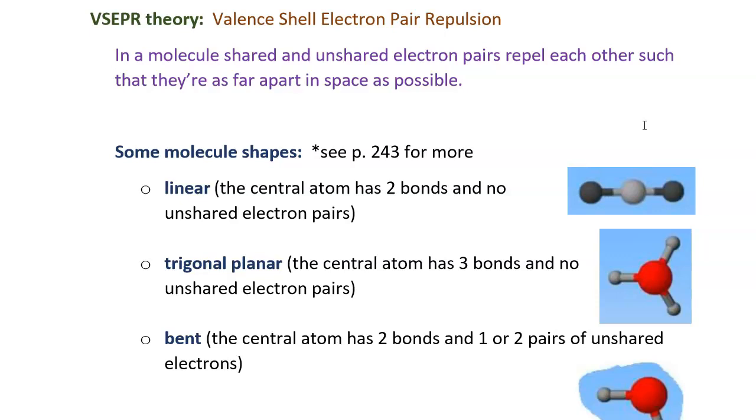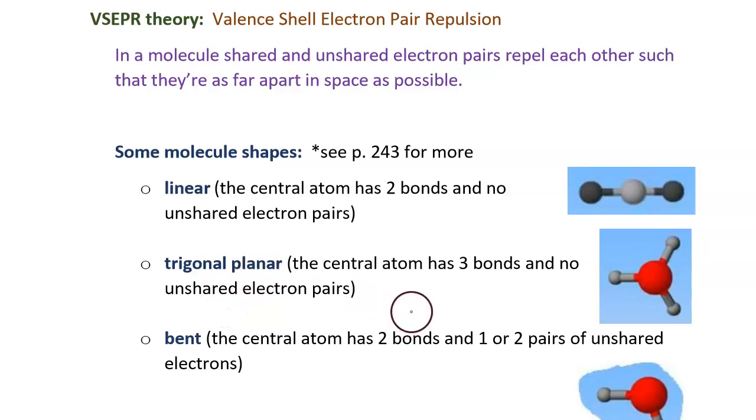One molecular shape is called linear. A linear molecule has a central atom with two bonds to other atoms and no unshared electron pairs. Here's an example of what a linear molecule looks like, where the circles represent actual atoms, and the connectors are the covalent bonds. Another shape is called trigonal planar.